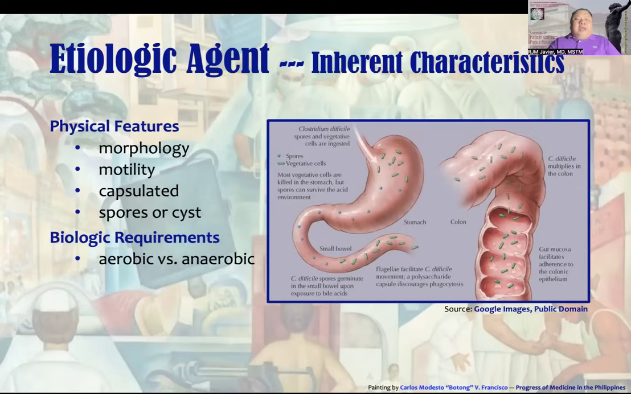Biologic requirements present the need for oxygen. For the medical technologists in the group, you do know that there are what we refer to as your aerobic versus your anaerobic bacteria. For example, your Clostridium difficile, as well as other species of your Clostridium botulinum, Clostridium perfringens, they are all considered anaerobic pathogens that would prefer low levels of oxygen for it to thrive.